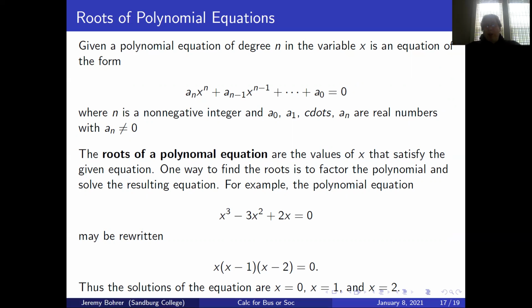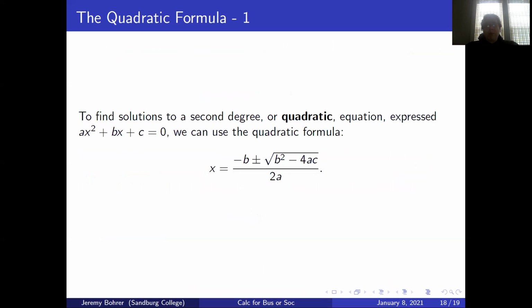The roots of a polynomial equation are the values of x that satisfy the given equation. One way to find the roots is to factor the polynomial and solve the resulting equation. For example, the polynomial equation x cubed minus 3x squared plus 2x equals 0 may be written as x times (x minus 1) times (x minus 2) equals 0. Thus, the solutions of the equation are x equals 0, x equals 1, and x equals 2, because any of those will make the whole equation equal to 0.